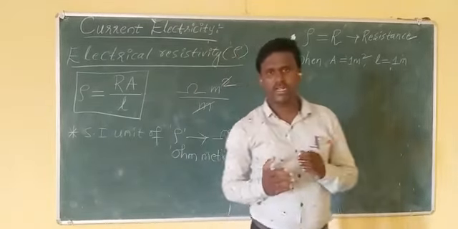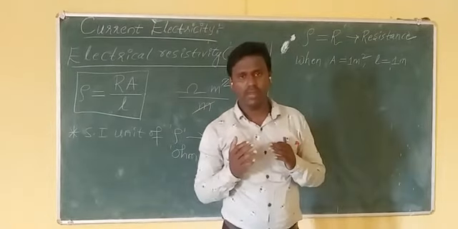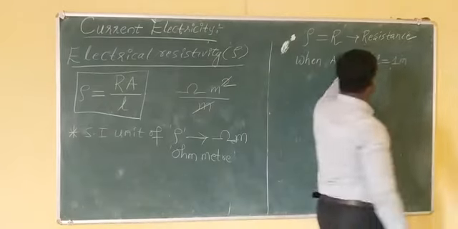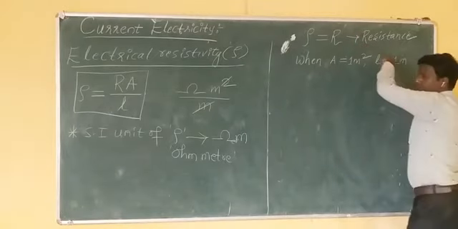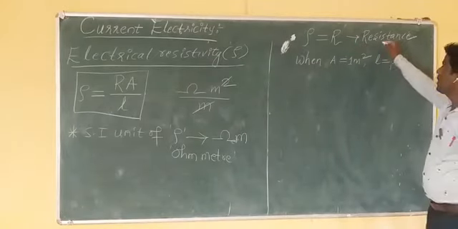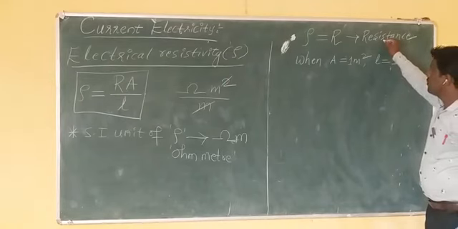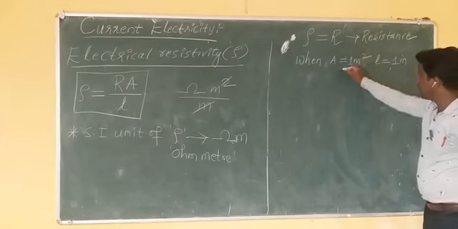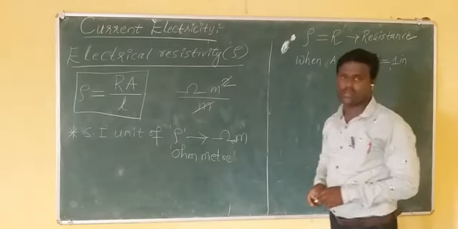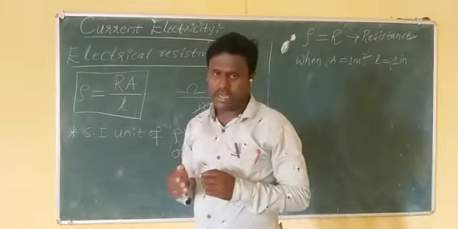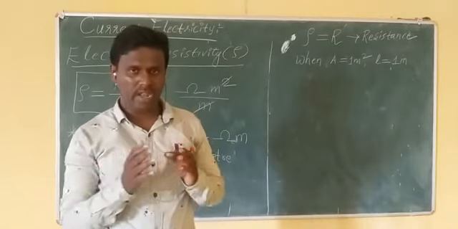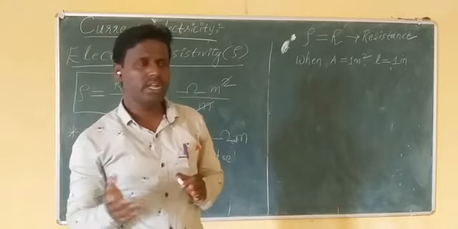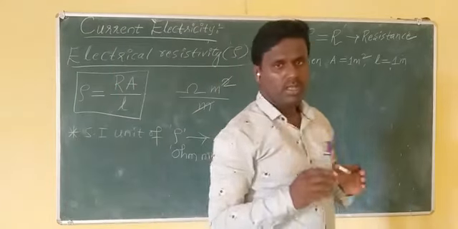Resistivity of a conductor is numerically equal to the resistance of the conductor for unit area and unit length of the conductor. When a wire is said to have unit area, it means 1 meter square area. Unit length.